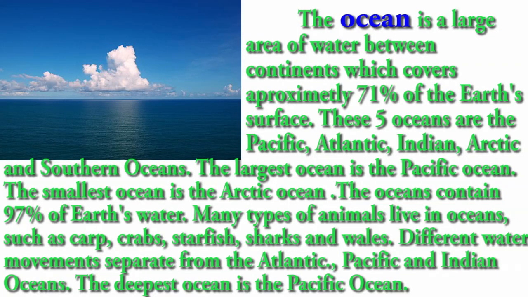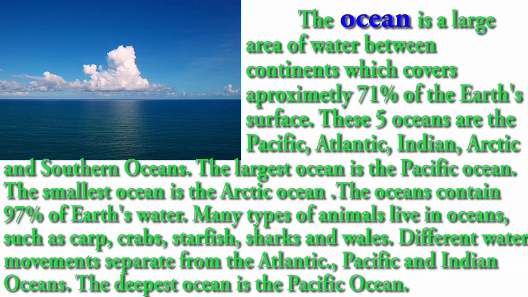The ocean is a large area of water between continents, which covers approximately 71% of the Earth's surface. These five oceans are the Pacific, Atlantic, Indian, Arctic, and Southern Oceans. The largest ocean is the Pacific Ocean. The smallest ocean is the Arctic Ocean. The oceans contain 97% of Earth's water. Many types of animals live in oceans, such as carp, crabs, starfish, sharks, and whales.